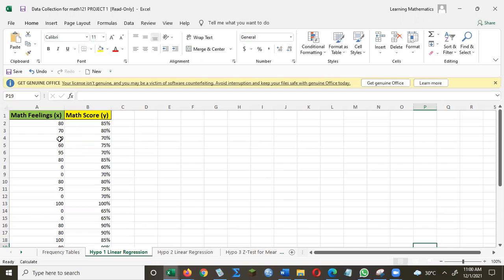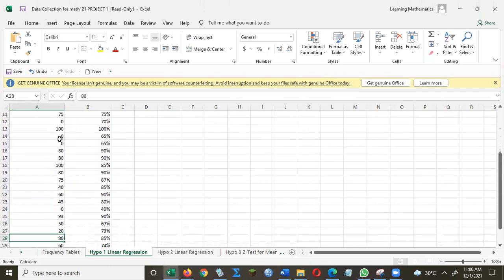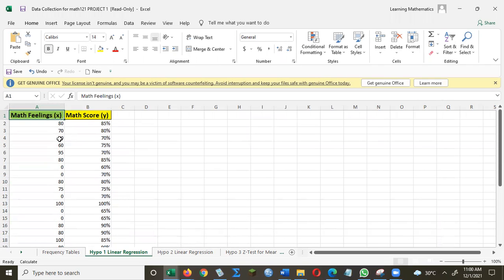I'm seeing some zeros here, so some students say they have 0 positive feelings for maths. Let me see how many of them. 1, 2, 3, 4, 5, 6, 7. So that's something you can comment on in your conclusions. You observe that there are 7 respondents who said they have 0 positive feelings for maths, but that person is still scoring 70.